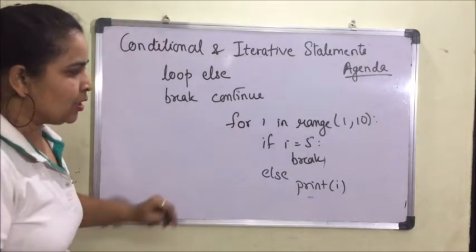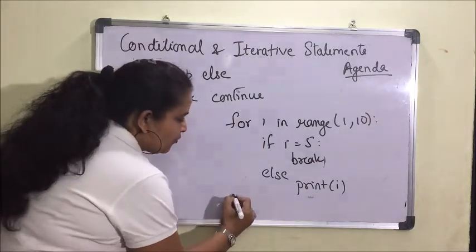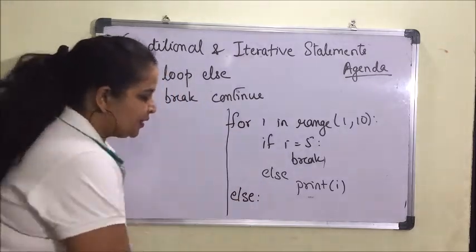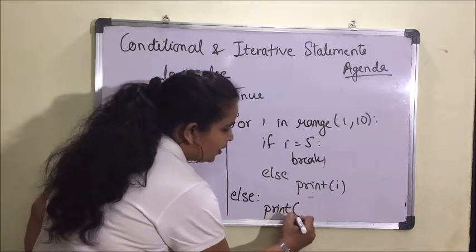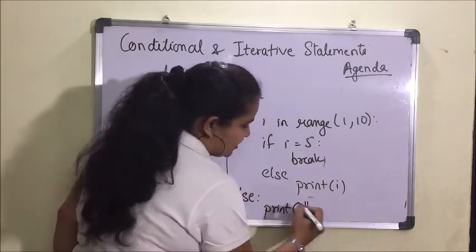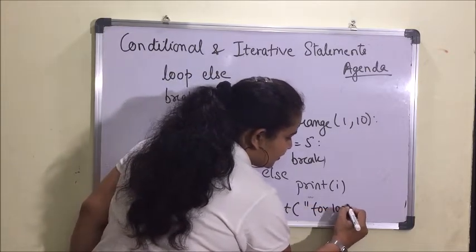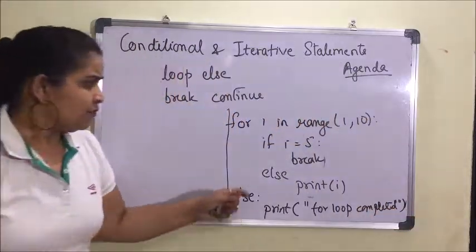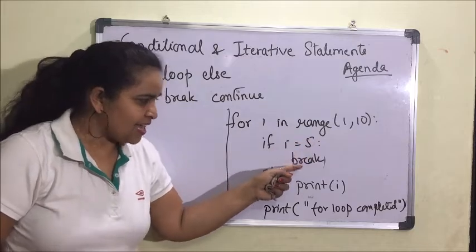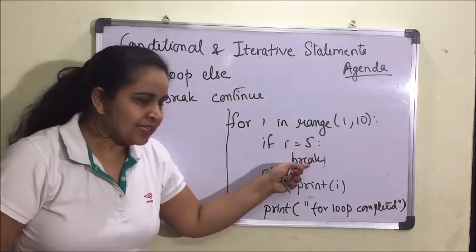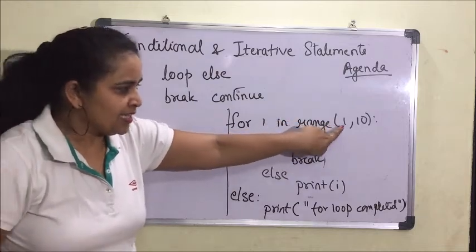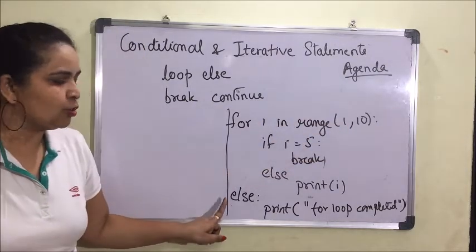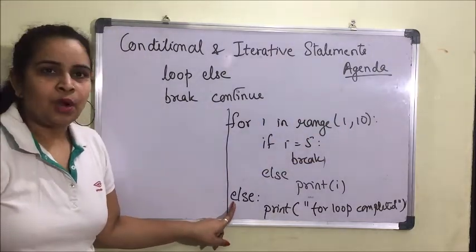So when the loop is not executed completely, and we are using else at this indent, you can see the indent in the for loop, in that case if this loop executes successfully, then this else will execute: for loop completed. In this case, as we have used the break, this will not execute completely, meaning the value of i will never reach 9. In that case it will not go to else. Hence this else will not execute.